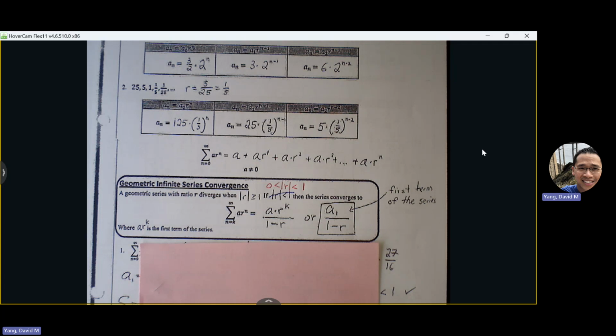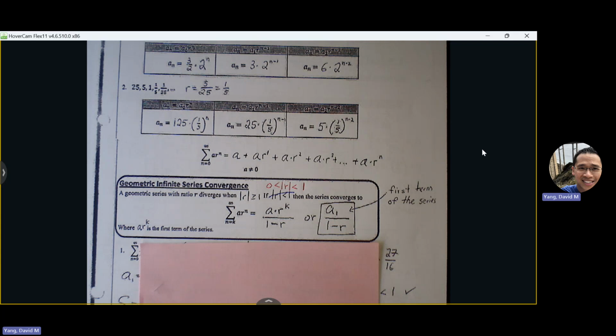However, if the absolute value of my ratio is between 0 and 1, then my series can converge. And my sum is actually going to come out to be this: a sub 1 over 1 minus r. This is one of the few rules that allows us to not only find whether a series converges or diverges, but also find the actual sum.